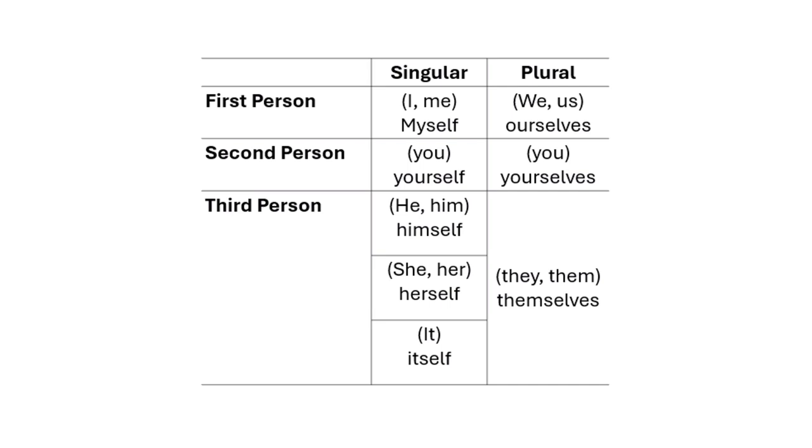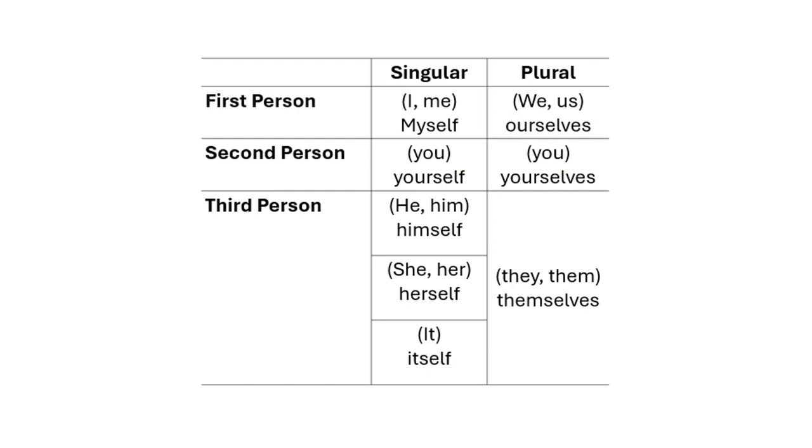Singular and plural forms for the reflexive pronouns. When we are talking about ourselves, which is the first person, I, me, say myself. In the plural, we, us, ourselves. The second person is when we are talking to someone; they are the second person. Say, you, yourself. Or in the plural, you, yourselves.